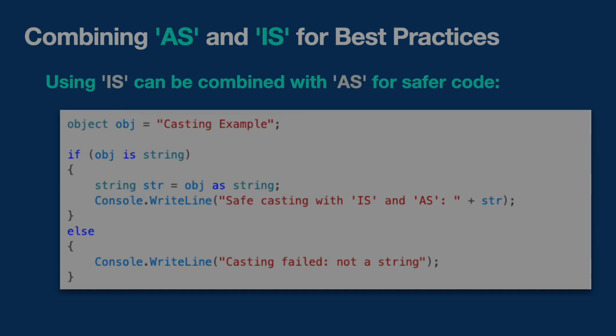I think it will return true since object is a type of string, and here the object as a string, it will check in the second line in the if condition, and it will give you the desired output as safe casting with is and as, whatever string you pass, which is a casting example. So here we have string, object as string.